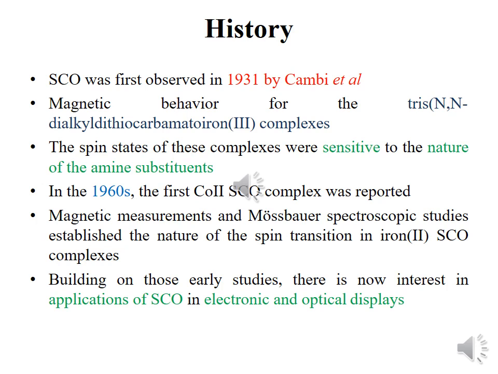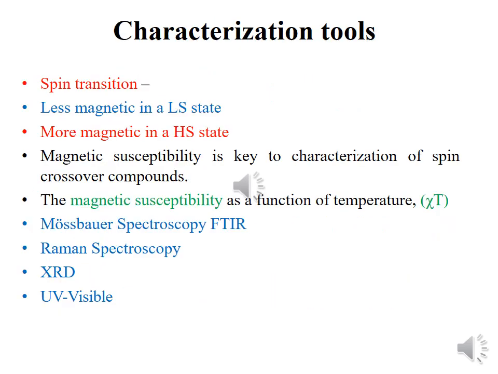In 1960, the first cobalt(II) spin crossover complex was reported. Magnetic measurement and Mössbauer spectroscopic studies established the nature of the spin transition in iron(III) spin crossover complexes. Building on these early studies, there is now interest in application of spin crossover complexes in electronics and optical display. In this slide, we study the characterization tools for the spin crossover complexes.